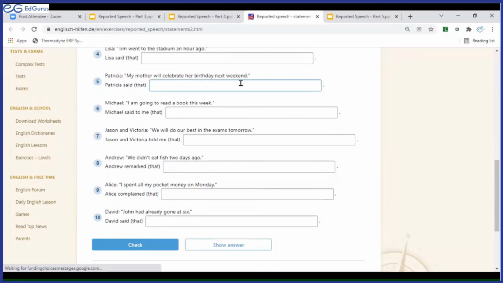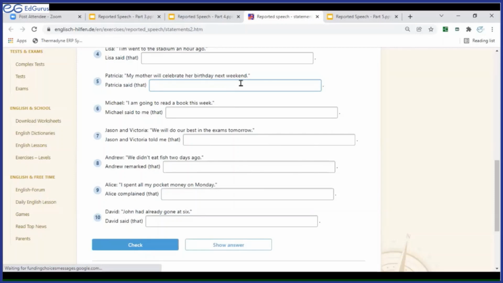Michelle said, I am going to read a book this week. Michelle said to me that she was going to read a book that week. Michelle is a female name. Correct. Jason and Victoria said, we'll do our best in the exams tomorrow. Jason and Victoria told me that they would do their best in the exams the following day. Very good, very correct.